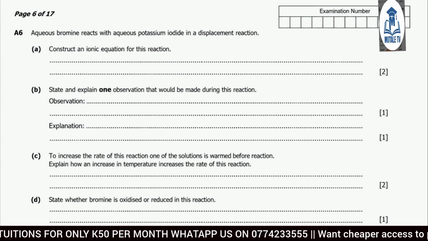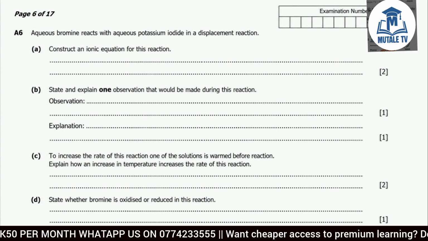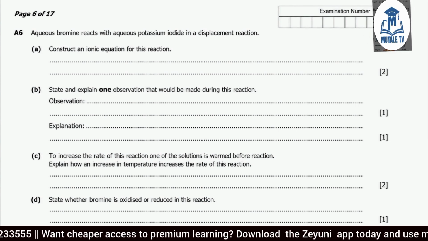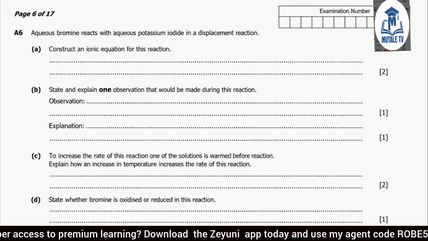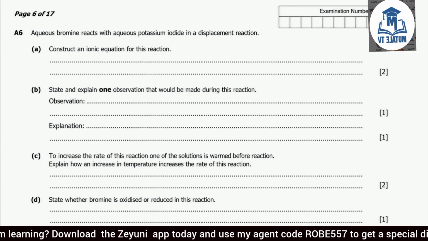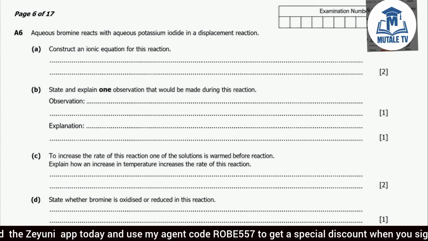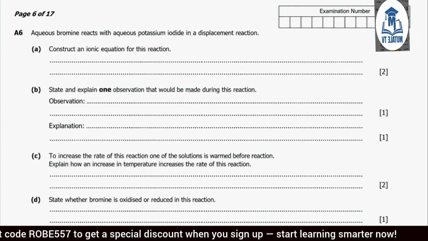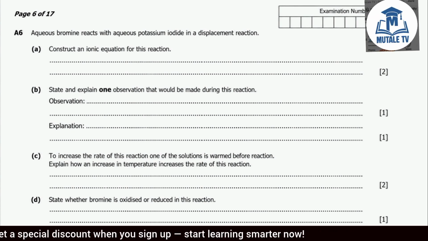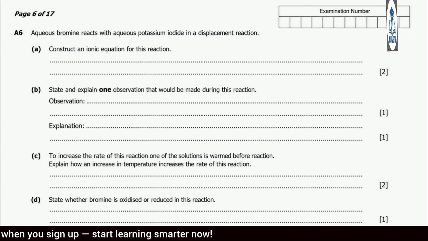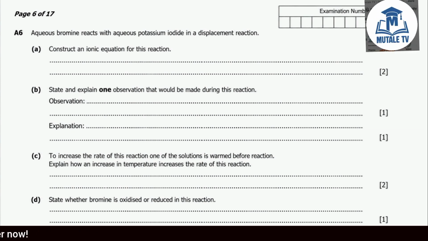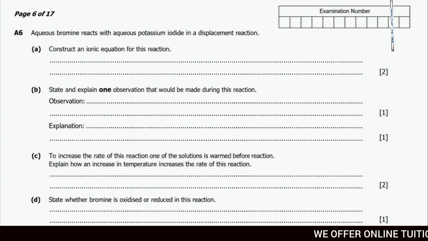In today's lesson, we are going to solve a very important ECZ chemistry question on displacement reactions, ionic equations, observations, rate of reaction, and oxidation and reduction. So let us begin by first reading the whole question carefully. Question 6 reads, aqueous bromine reacts with aqueous potassium iodide in a displacement reaction. Part A reads, construct an ionic equation for this reaction.